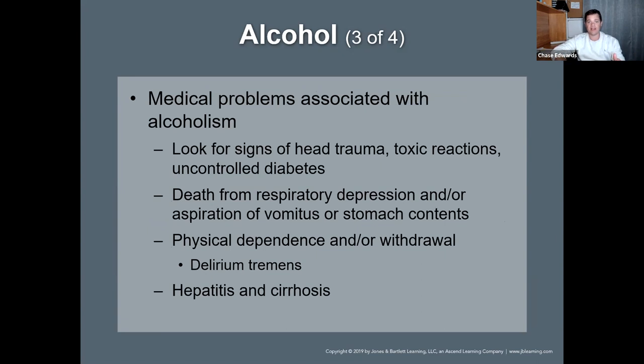So a person who appears to be intoxicated may have other problems as well. You're going to look for signs of head trauma, toxic reactions, uncontrolled diabetes. Severe alcohol ingestion may cause hypoglycemia, which may contribute to symptoms. Assume that all intoxicated persons are experiencing a drug overdose and require a thorough examination by a physician. Severe alcohol intoxication is a form of poisoning as well. So it carries some lethal potential, as any other CNS depressant may. Death from respiratory depression or aspiration of vomitus or stomach contents secondary to a suppressed gag reflex is the most immediate danger that you'll have with an acutely intoxicated person.